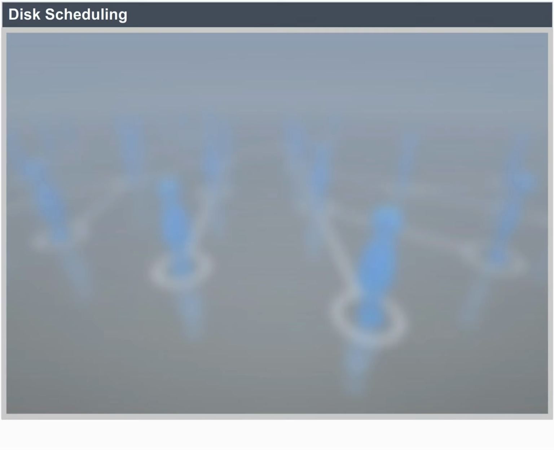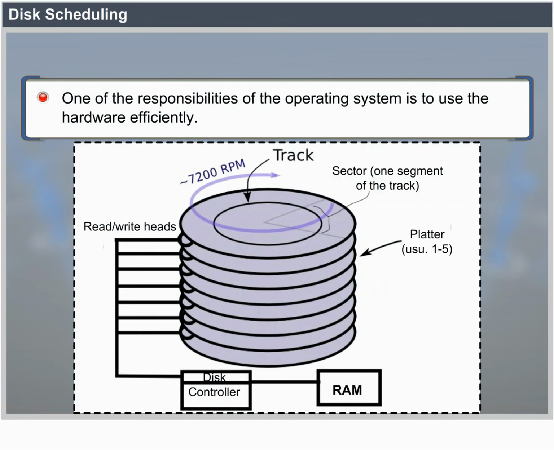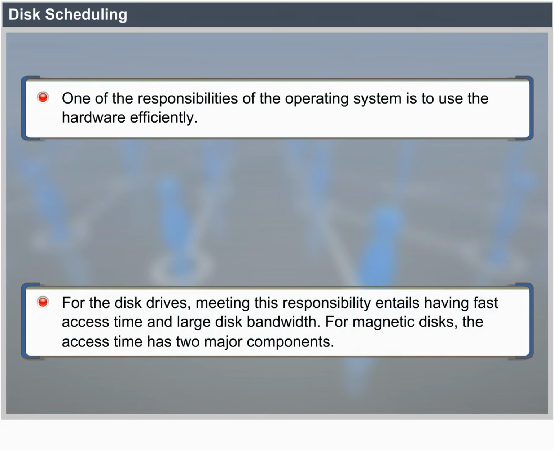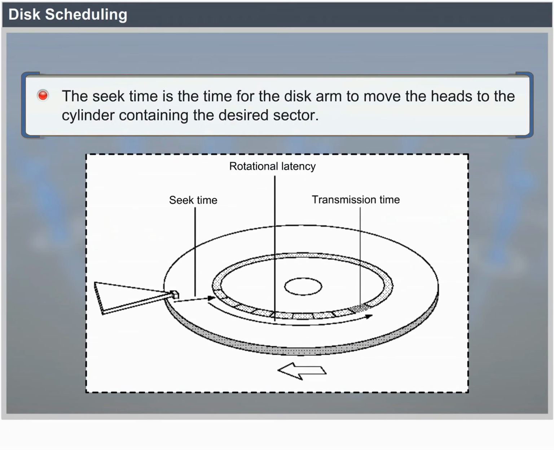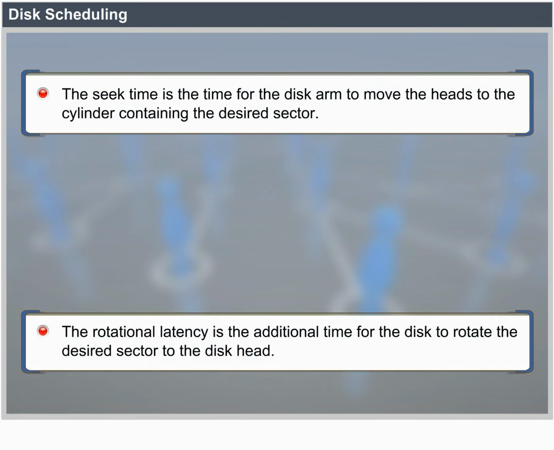Disk scheduling. One of the responsibilities of the operating system is to use the hardware efficiently. For the disk drives, meeting this responsibility entails having fast access time and a large disk bandwidth. For magnetic disks, the access time has two major components. The seek time is the time for the disk to move the heads to the cylinder containing the desired sector. The rotational latency is the additional time for the disk to rotate the desired sector to the disk head.